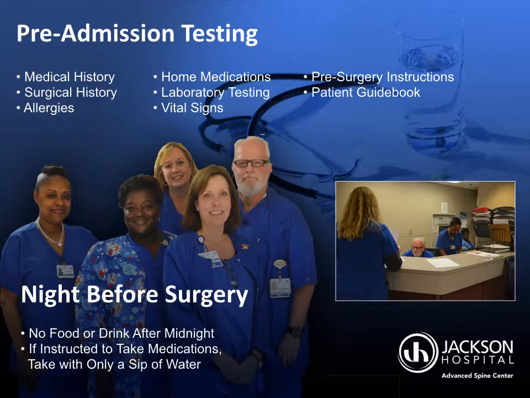Laboratory tests such as blood work or an electrocardiogram will be done as indicated, and a set of vital signs including your blood pressure, temperature, heart and respiratory rate, and oxygen level will be collected. Depending on your medical history, you may have to be approved for surgery by your medical doctor or cardiologist. You'll be notified if this is necessary.